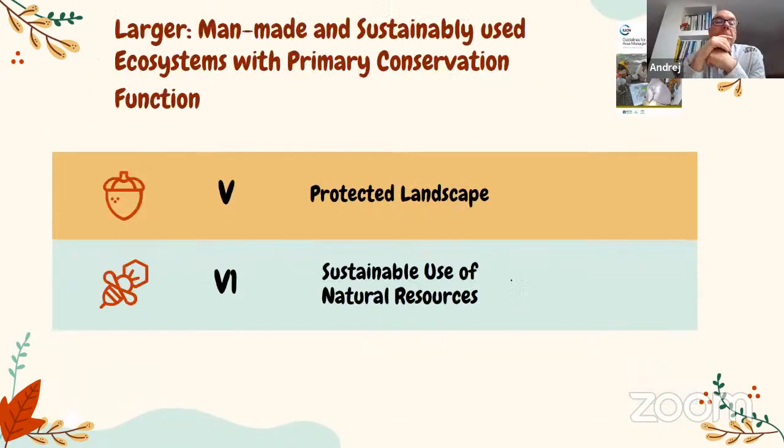Then we have the larger areas, which are man-made, or at least partly man-made and sustainably used ecosystems, but where the primary conservation function is prevailing. So this is the commonly known protected landscape, and category 6 is called the sustainable use of natural resources. Next slide, please.